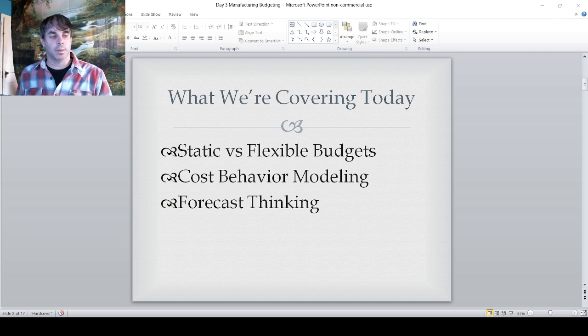Today's theme is planning versus reality. And that's a big idea in budgeting and forecasting. You can plan perfectly on paper, but reality rarely follows your assumptions. And we're going to cover 3 areas: static versus flexible budgets, cost behavior modeling, forecast thinking. And by the end, you'll be able to identify why budgets lie in manufacturing and how to forecast costs accurately when production changes.